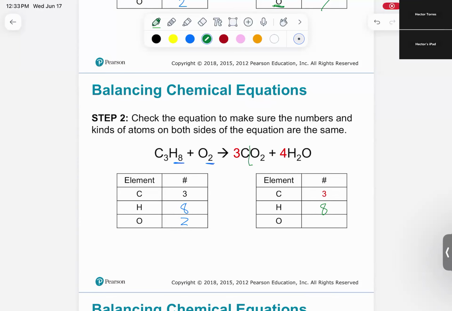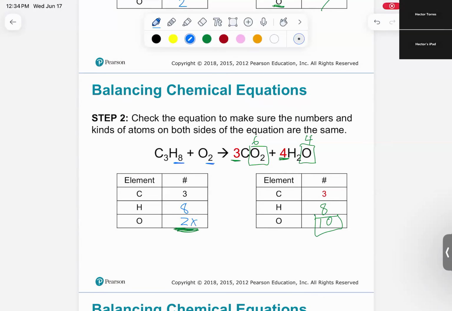Oxygens, I have this one and this one. As we can see, I still have that 3 there, so don't forget about that. So there's 6 oxygens here, and then I have 4 times 1 oxygen, so this one's 4. We add that together, and we have, oops, not 18, I have 10. There we go. Carbons are balanced, hydrogens are balanced. Last thing, I have more oxygens on the product side than I do on the reactant side. So how can I fix that?